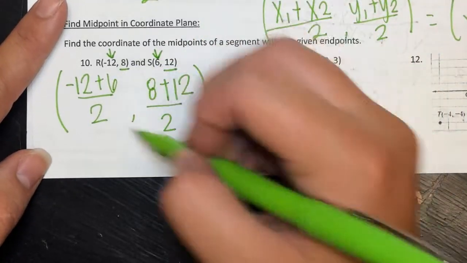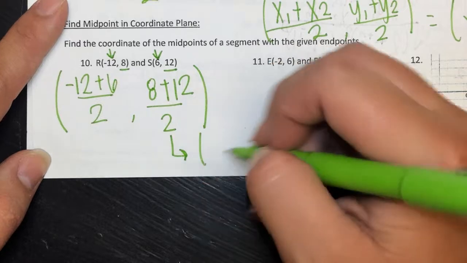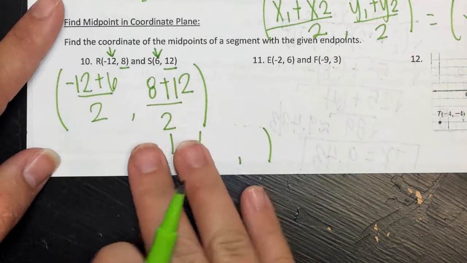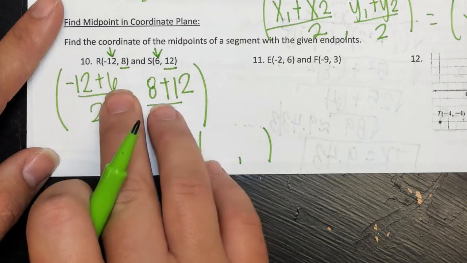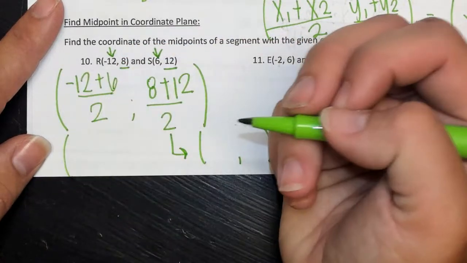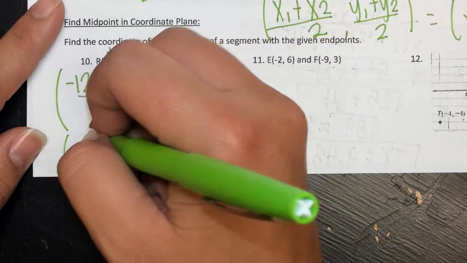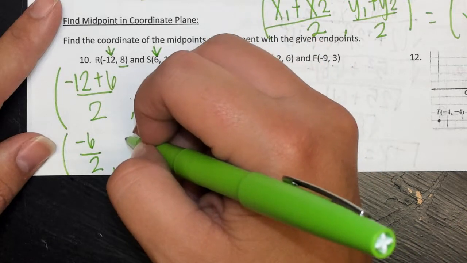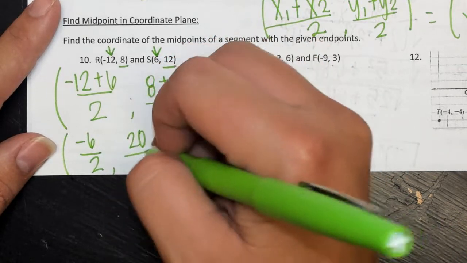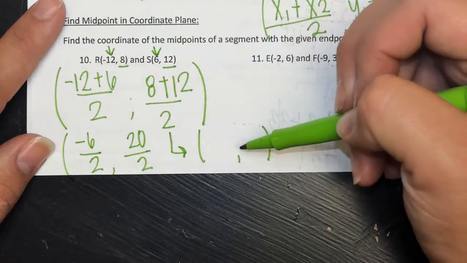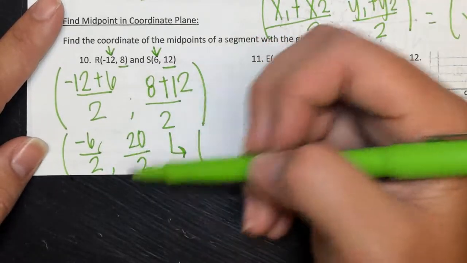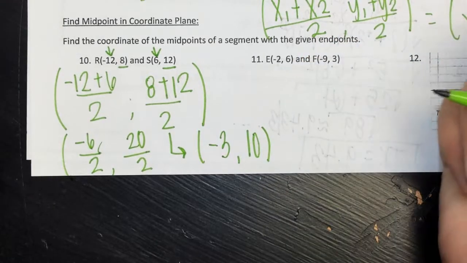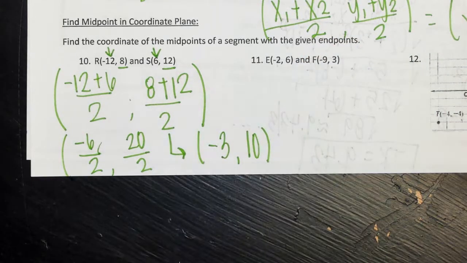Now, some of you can go from this to your answer. I'm going to take one step further, just so people know where I'm getting these numbers from. Negative 12 plus 6 is what? Negative 6. Divide by 2. 8 plus 12 is? Divided by 2. Now, if you want to go from here to here, that's fine. Negative 6 divided by 2 is negative 3. 20 divided by 2 is 10. Okay, try 11 and 12.